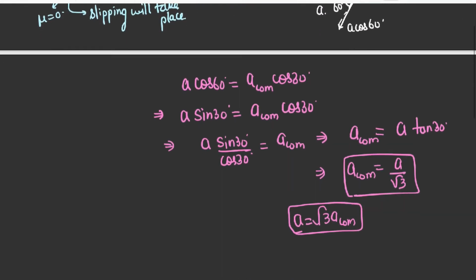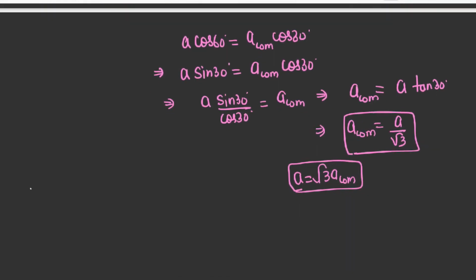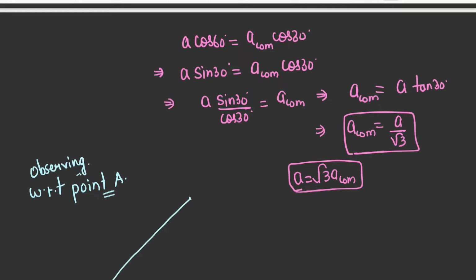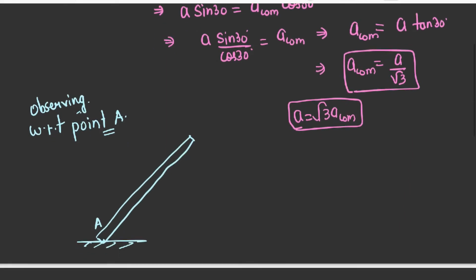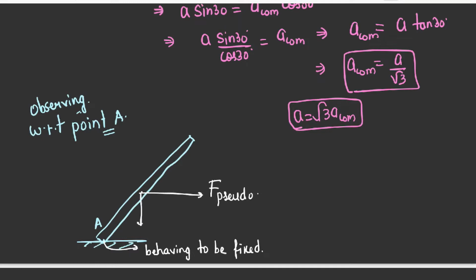So I'll take the help of a concept called relative motion. With respect to point A, if I observe, then this point A will behave as fixed, as I just sat at that point. And I will apply a pseudo force, because I sat on it, to make Newton's law correct. And this is mg.